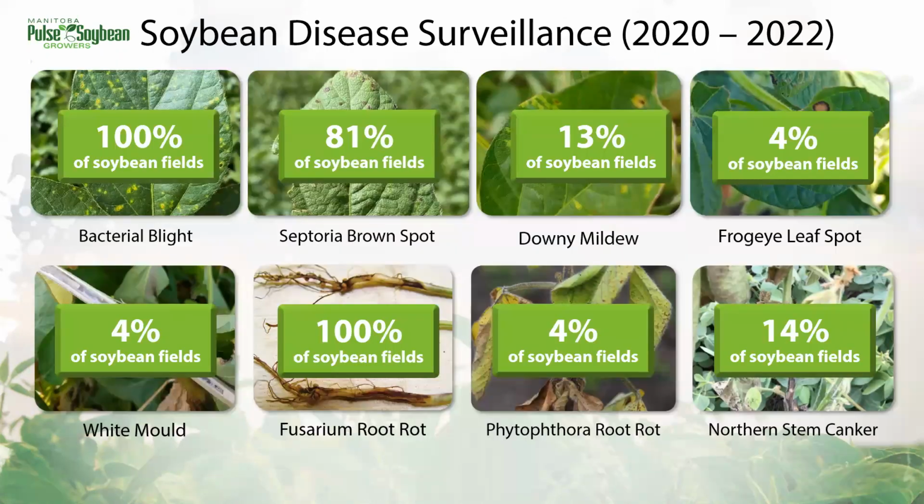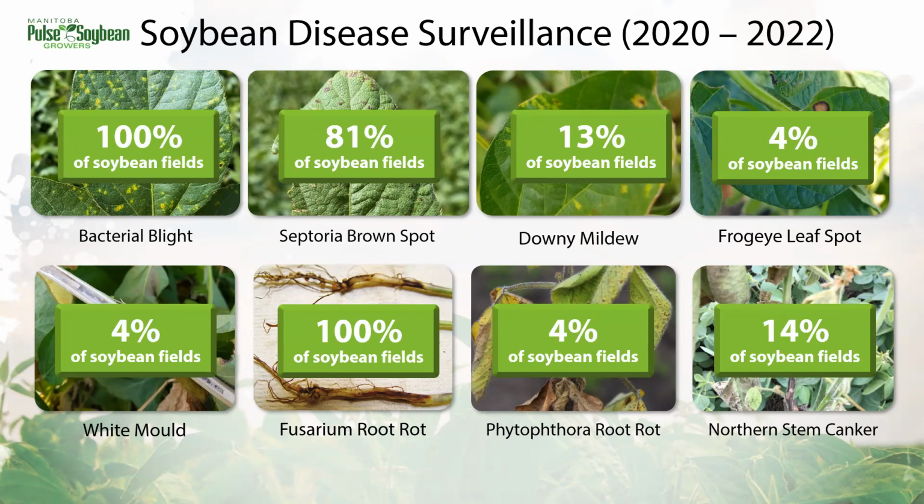How common are each of these diseases, though, in our soybean fields? Over the last 3 years, on average, we're finding bacterial blight and septoria brown spot in most soybean fields. Downy mildew has been found in 13% of fields on average, and frog eye and white mold have infected about 4% of fields on average.